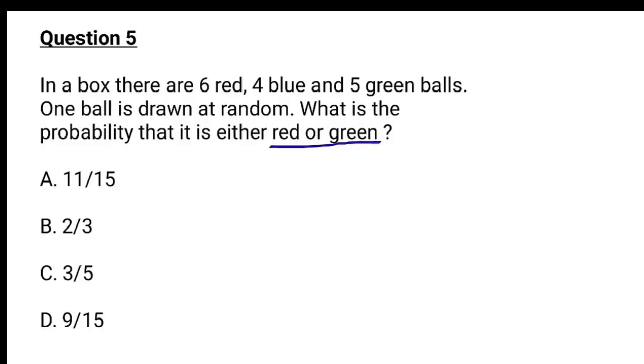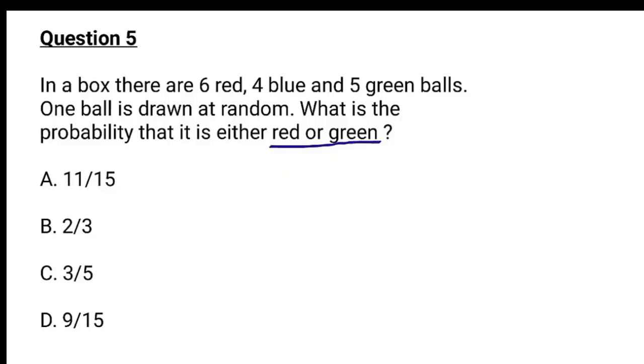So that's the word: red or green, we are going to add the probability together. So I want you to write it down somewhere. When we see red or green, the "or" that is there means addition. All right. Okay, so let's move on.